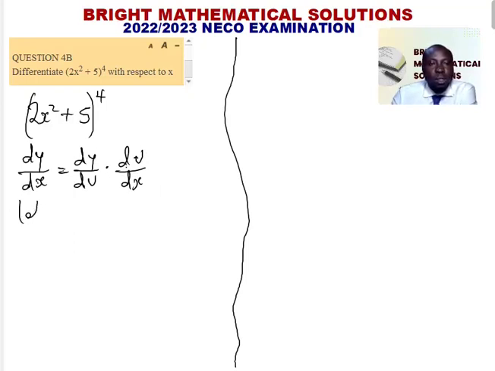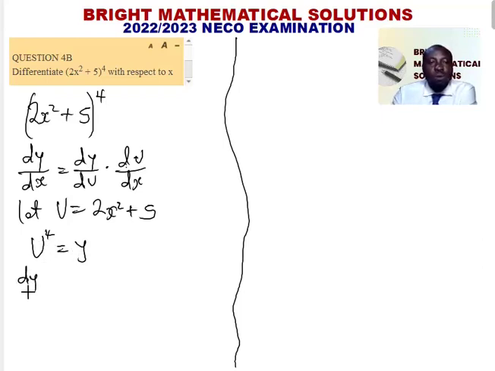Now let u equals 2x squared plus 5. So everything within this bracket, we are going to represent it by u, such that the expression now becomes u raised to the power of 4. Which means our y is now this: y equals u raised to the power of 4.